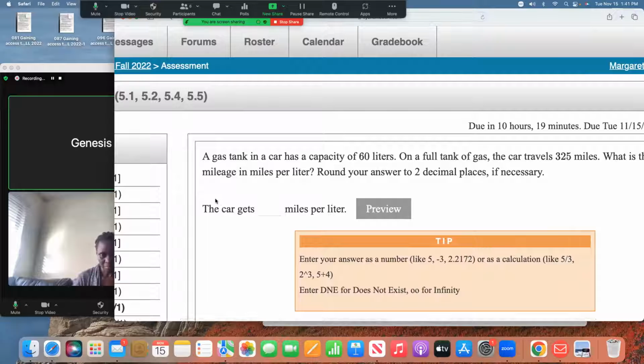So miles first. So from my fraction, I have 325 and liters second, 60. And because I need some time here, 325 divided by 60. Whoops. 325 divided by 60. Could you do the paper? I'm using a calculator. 5.41, a bunch of 6s. So I do not mind you using a calculator for these problems like this.